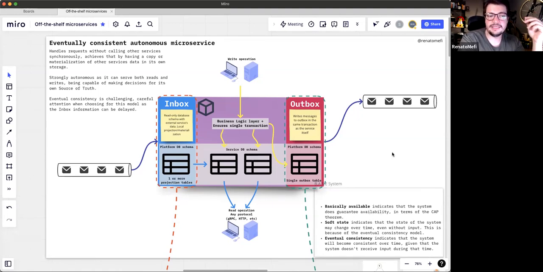The system has the ability to still serve requests even when parts of the system, or the source of truth, or parts of the data are not live, because we have that copy. It's soft state, which means my state can change from requests, but also the state of my database might change in reaction to events being processed. And it's eventually consistent because those messages might come later.